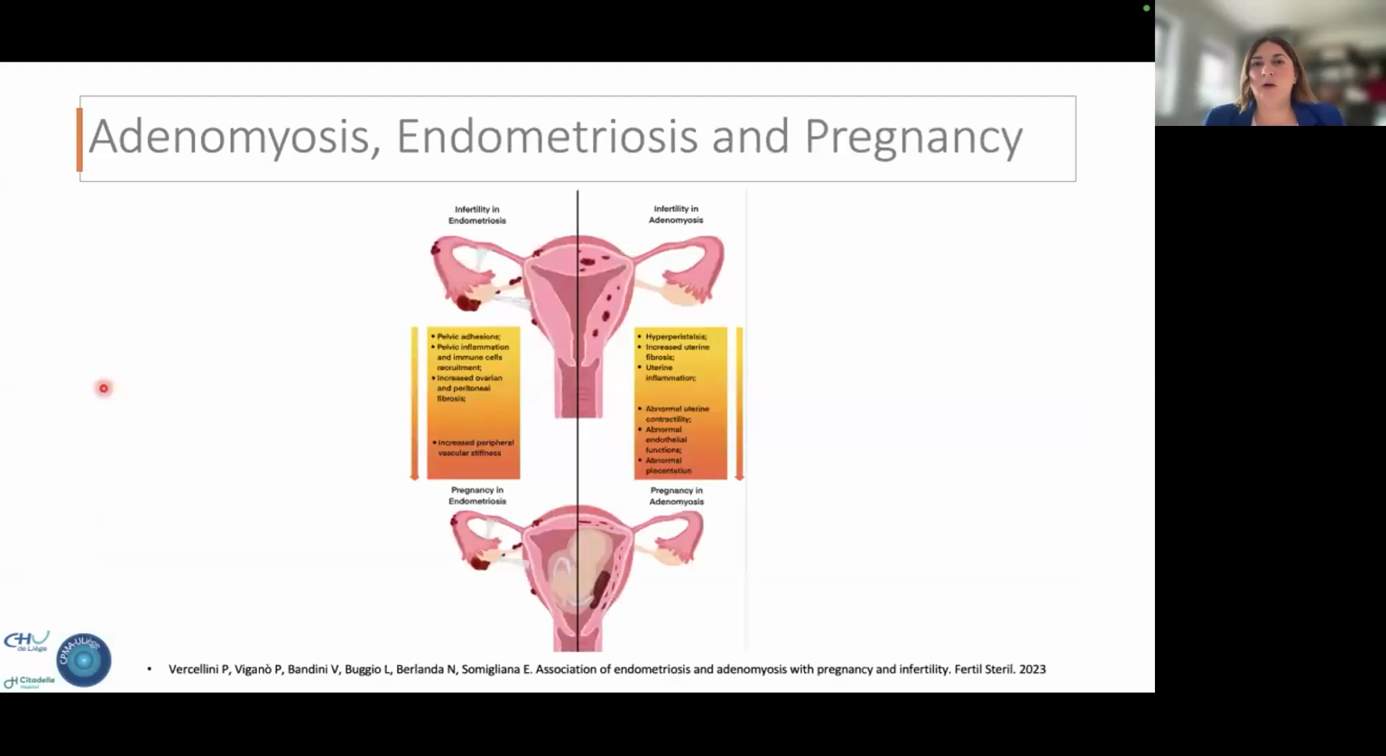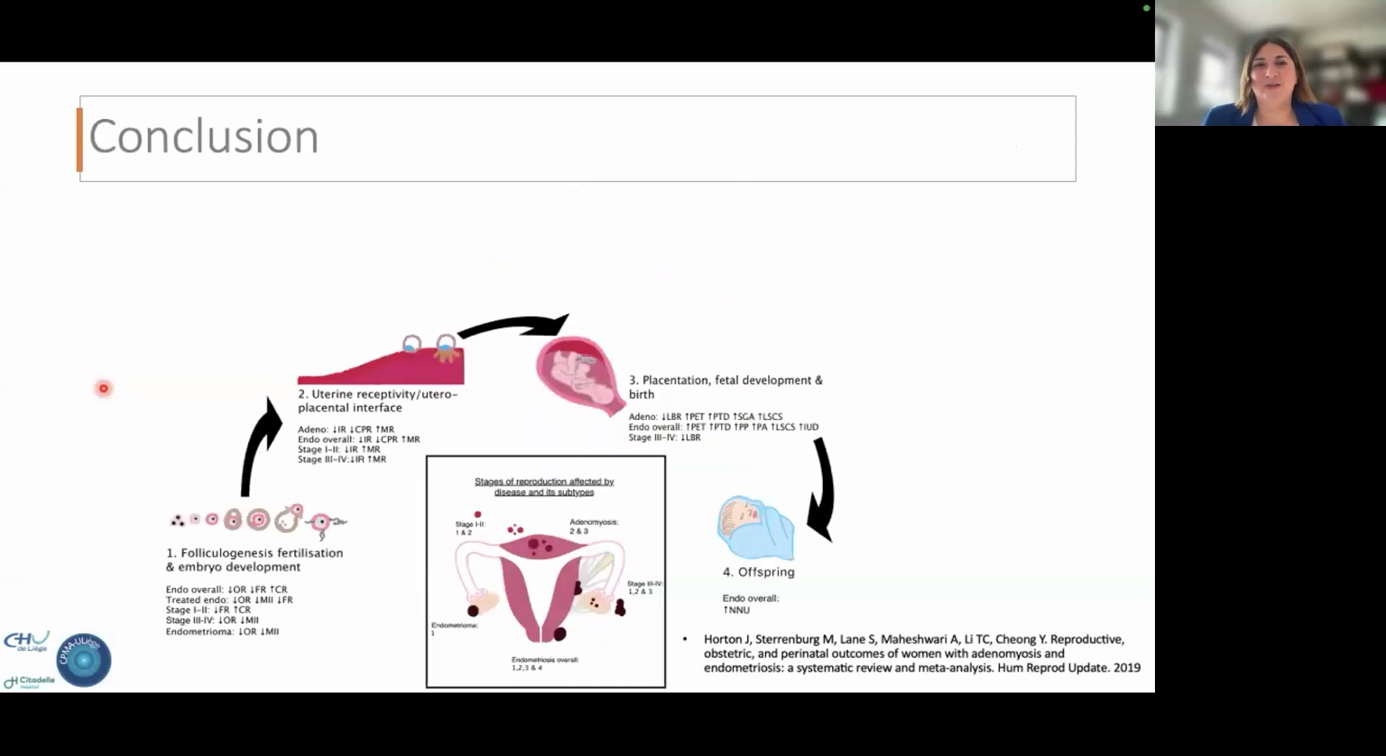And just before I conclude, I also want to show you that adenomyosis and endometriosis not only affect fertility, but also have a significant implication for obstetric outcomes. It can increase the risk of complications such as preeclampsia, preterm birth, and restricted fetal growth by disrupting early pregnancy events and impacting the entire pregnancy. And just to finish, here is my conclusion slide.